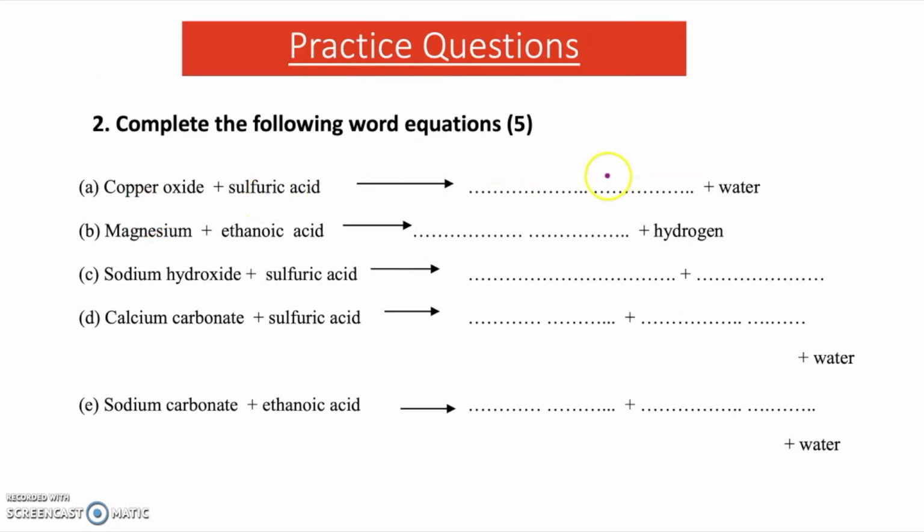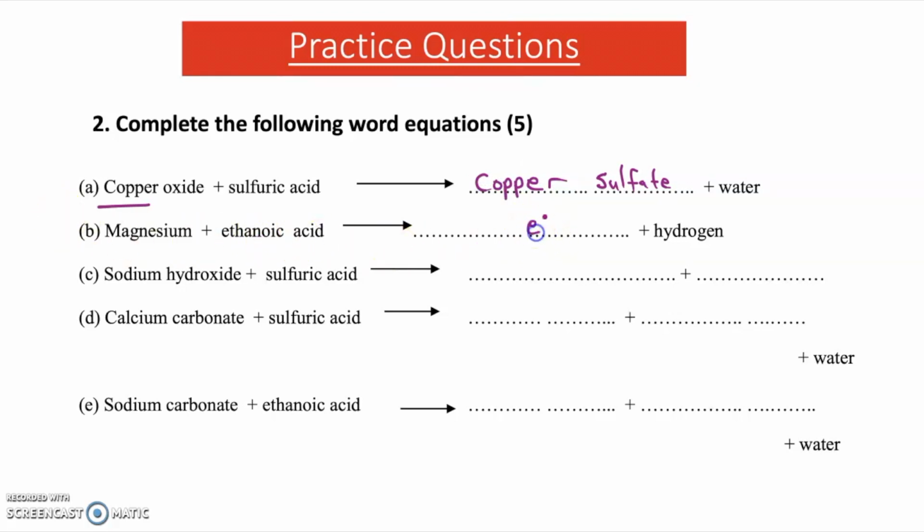So we have sulfuric acid here reacting with copper oxide, so the salt that's going to form is going to be a sulfate. Now remember, an acid and a base forms a salt and water. Because it's copper oxide, the salt that we form is going to be copper sulfate.